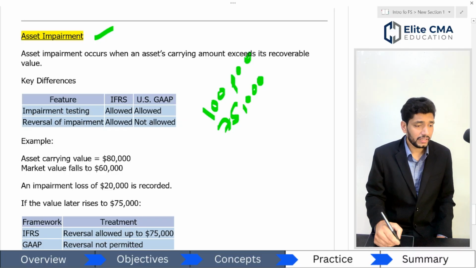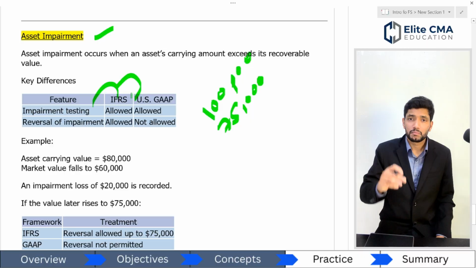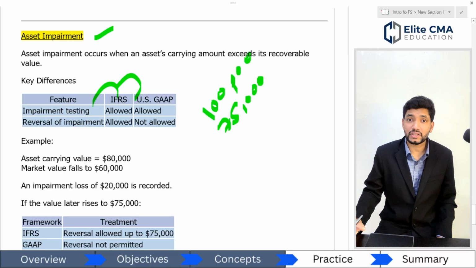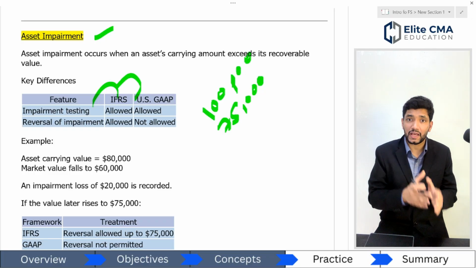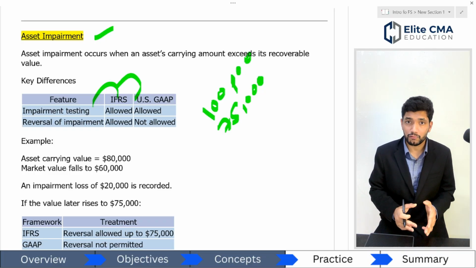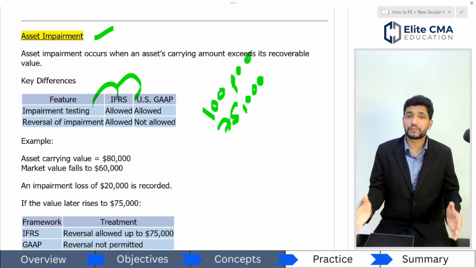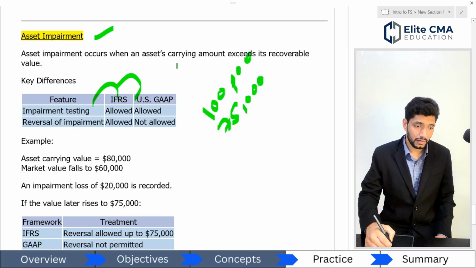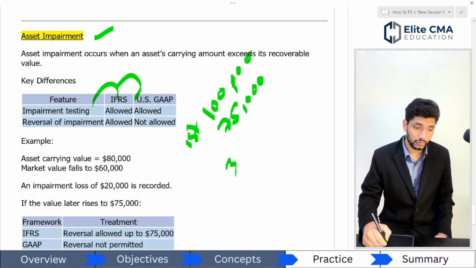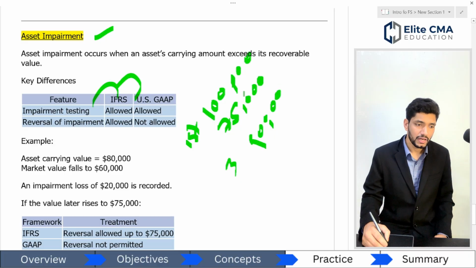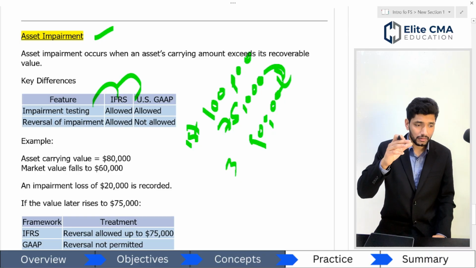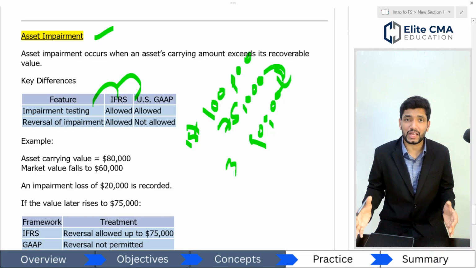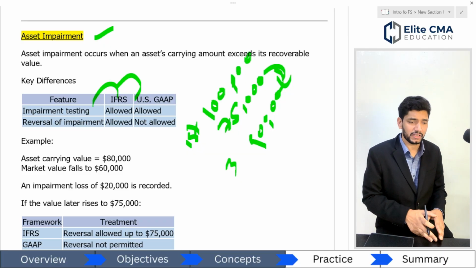In both accounting standards, impairment testing is allowed, but the reversal of impairment is not allowed in US GAAP. Suppose on 1st January the asset is impaired, and on 31st December the market price went up to 90,000. In this case, US GAAP does not allow reversal of this impairment up to 90,000, but IFRS allows the reversal of impairment.